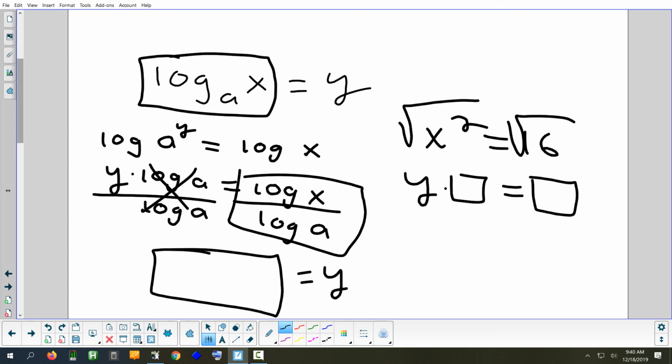But you don't have the same formula. You have a different way to find y: log x divided by log a. And since there's no base there, we're assuming base 10, which is something you can type in on the calculator. So look at this, and look at that.